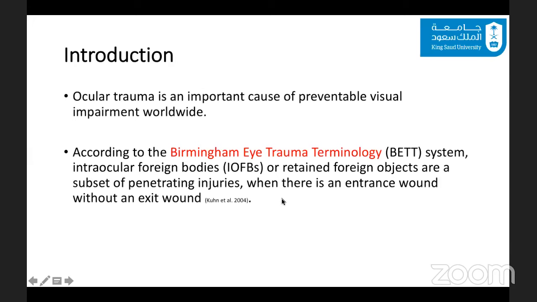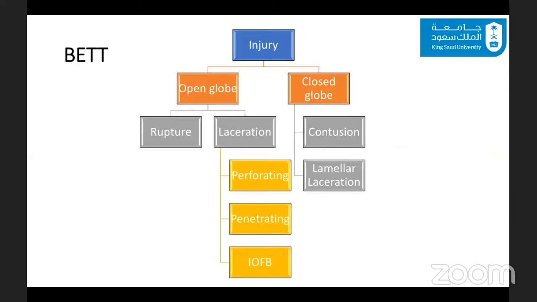To start, it is important to maintain a unified terminology between the patient and the doctors, so we apply the Birmingham Eye Trauma Terminology. Intraocular foreign bodies, or retained intraocular foreign bodies, are considered a subset of penetrating injury, as you can see in this algorithm for the BETT terminology.